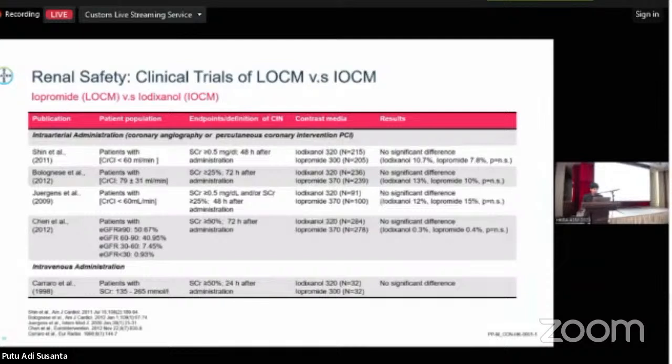This table lists the studies comparing iopromide, Ultravist, versus iodixanol in both intra-arterial and intravenous administration. The enrolled patients have different ranges of renal function, and the CIN definitions used in the studies are similar. For the results on the right panel, you can see most of the studies demonstrate that there is no significant difference regarding the risk of contrast-induced nephropathy between iodixanol and iopromide.